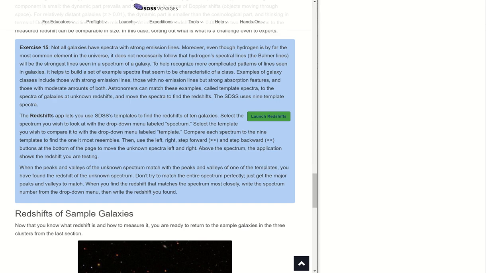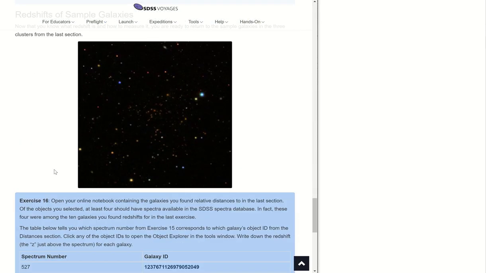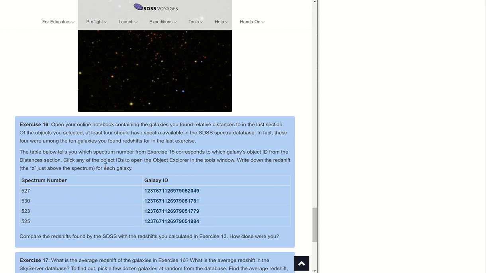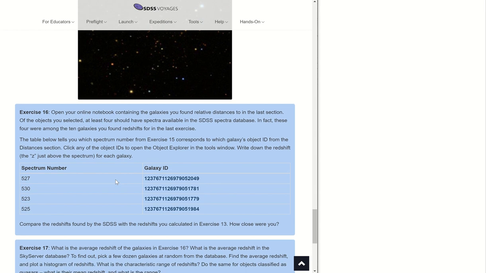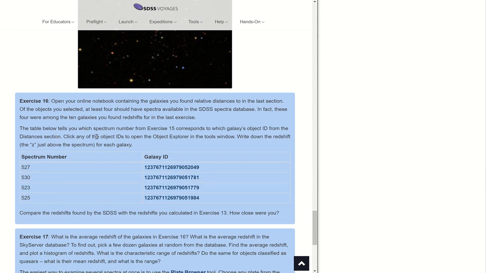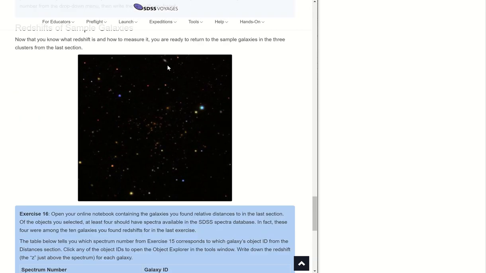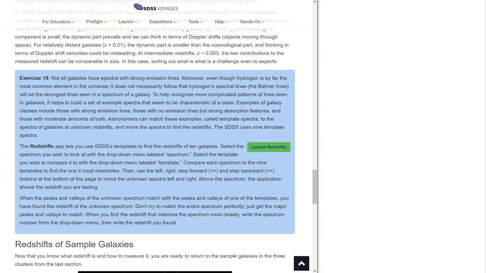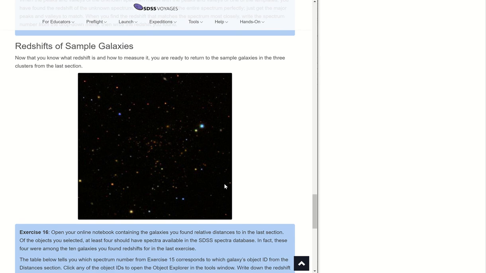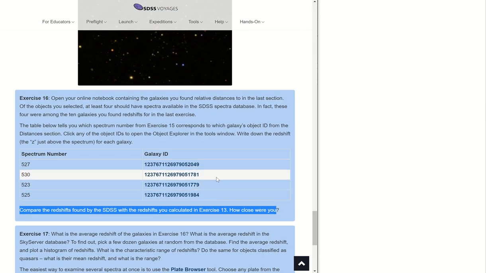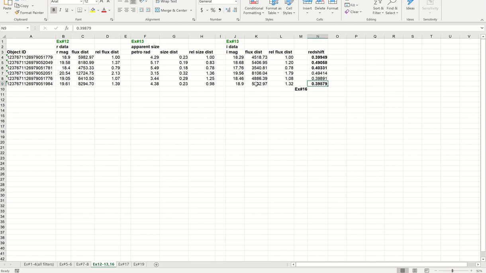Now, as we go down, we get some sample galaxy redshifts. Exercise 16 is to look at these ones, which we already looked at. It says to compare the redshifts found by the SDSS with the redshifts you calculated in exercise 13. This is, I think, a typo. We're trying to compare the redshifts that you found in exercise 15, using the templates and moving them back and forth, to the redshifts that were actually found from the data table. So these redshifts that you found here.